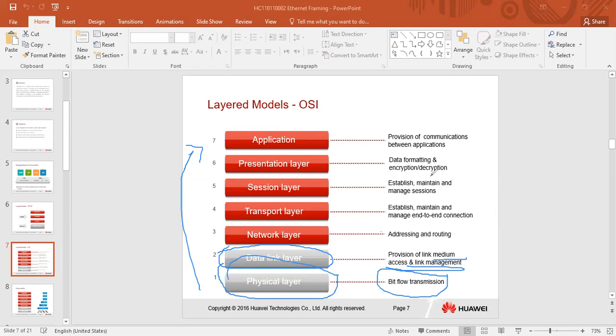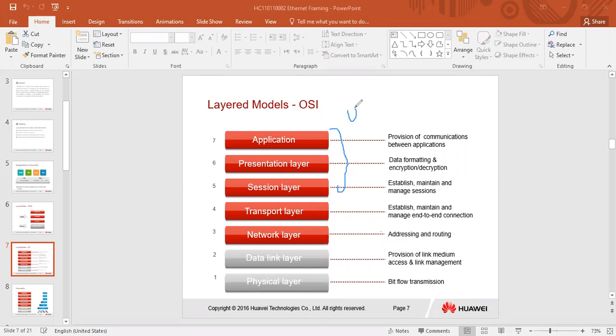Suppose you want to transmit your data. We will study this in our next slides. First, I will discuss one main point: these three layers, the application layer, presentation layer, and session layer, are the user support layers.